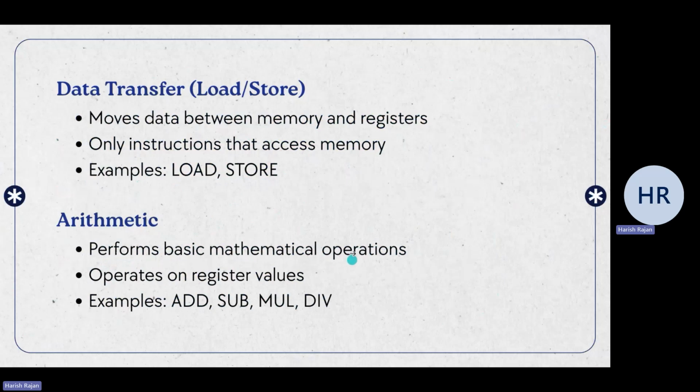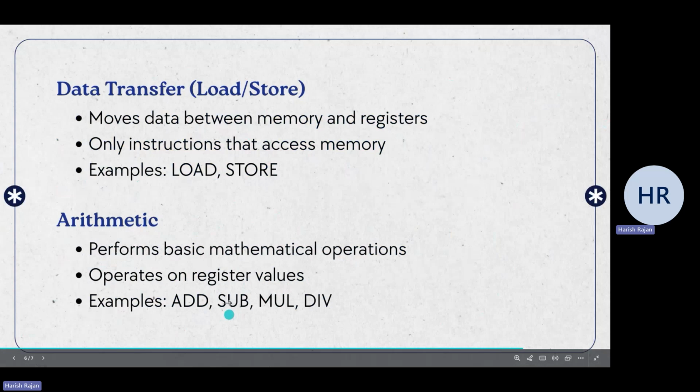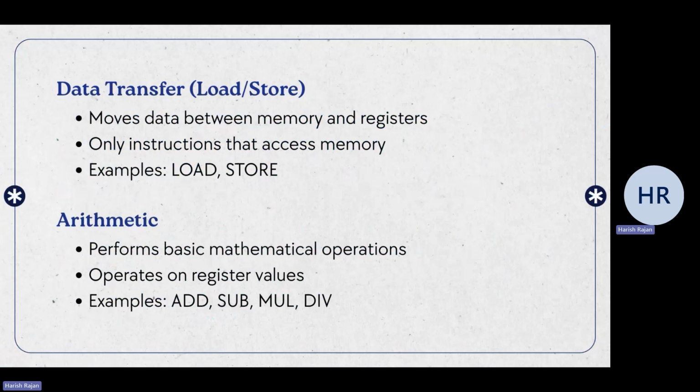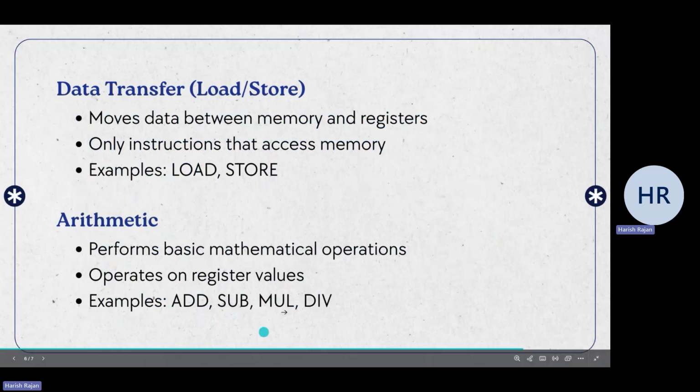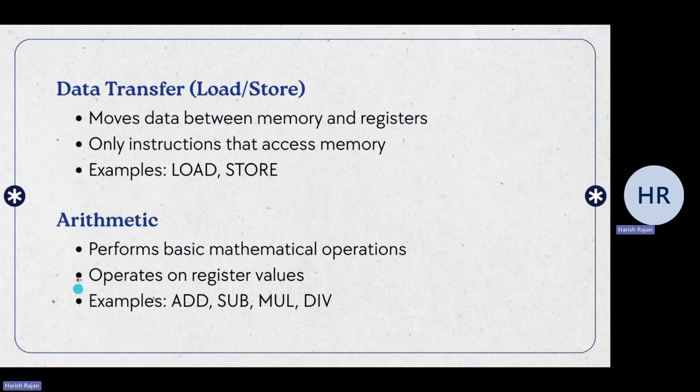Arithmetic performs basic mathematical operations and it operates on register values. So these assembly instructions take those specific values from the register, do the manipulation required, addition, subtraction, multiplication, division, any one of them, and that value will again go back to the registers. That's what operates on registers means. This is quite important. In a load store architecture, any kind of operation other than load and store can only access registers. Everything is done via registers.